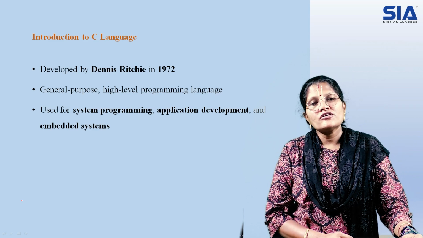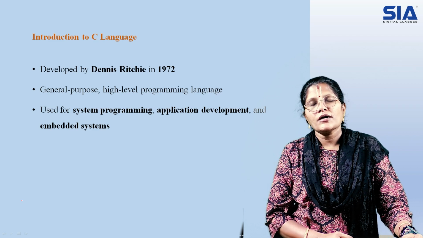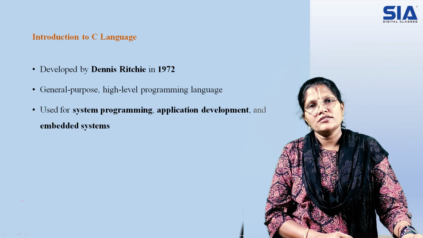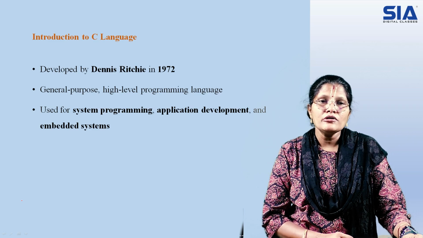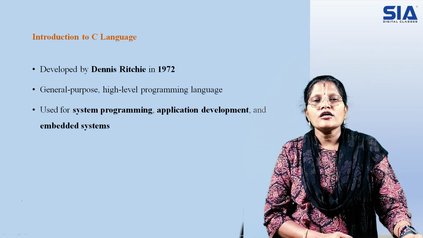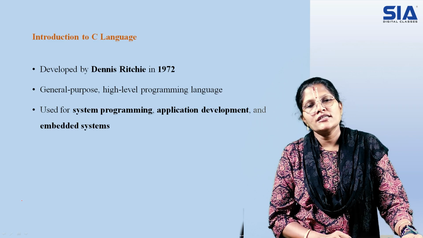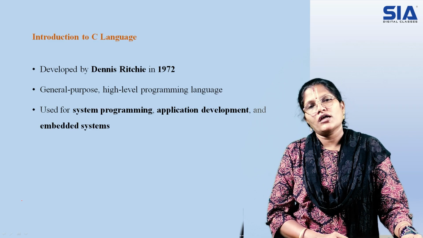It is a general purpose language which is used for system programming, application development and embedded systems. Till now the DRDO and other people use this particular language because it is very difficult for intruders to crack the code. Okay, now when we talk about the C language, C is a general purpose and high level programming language.